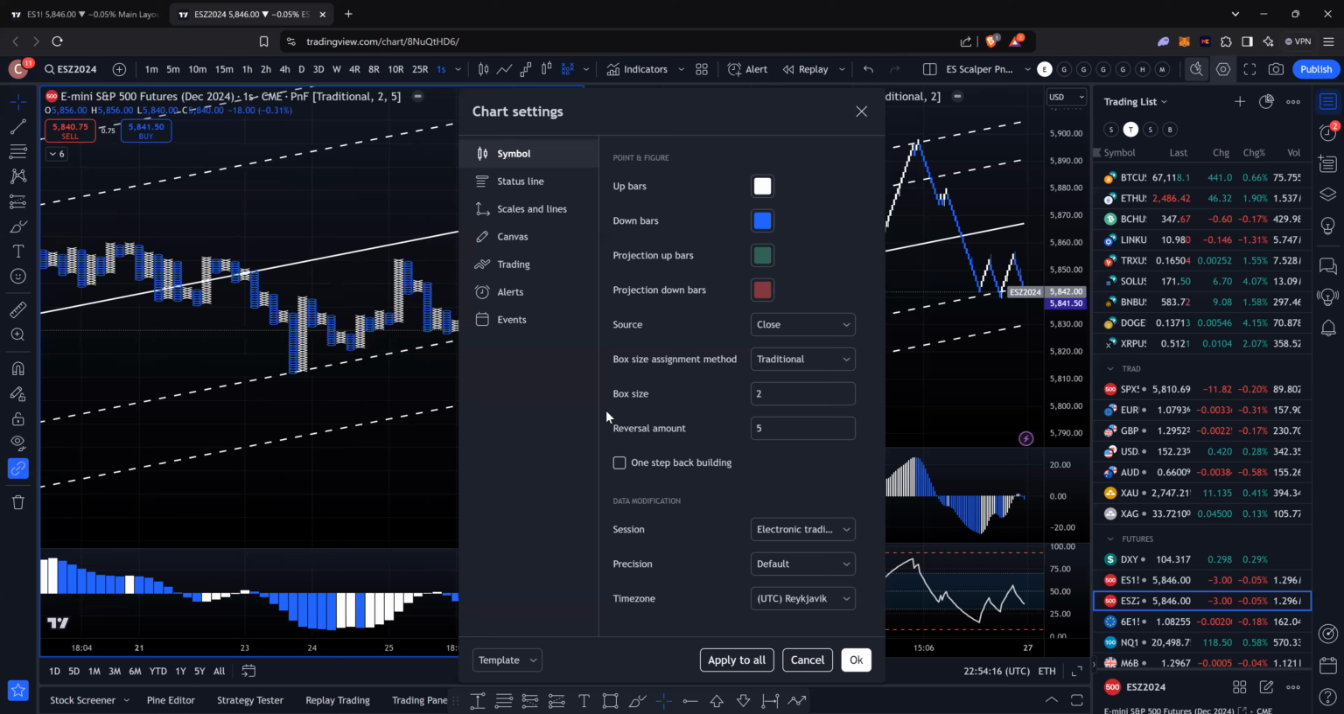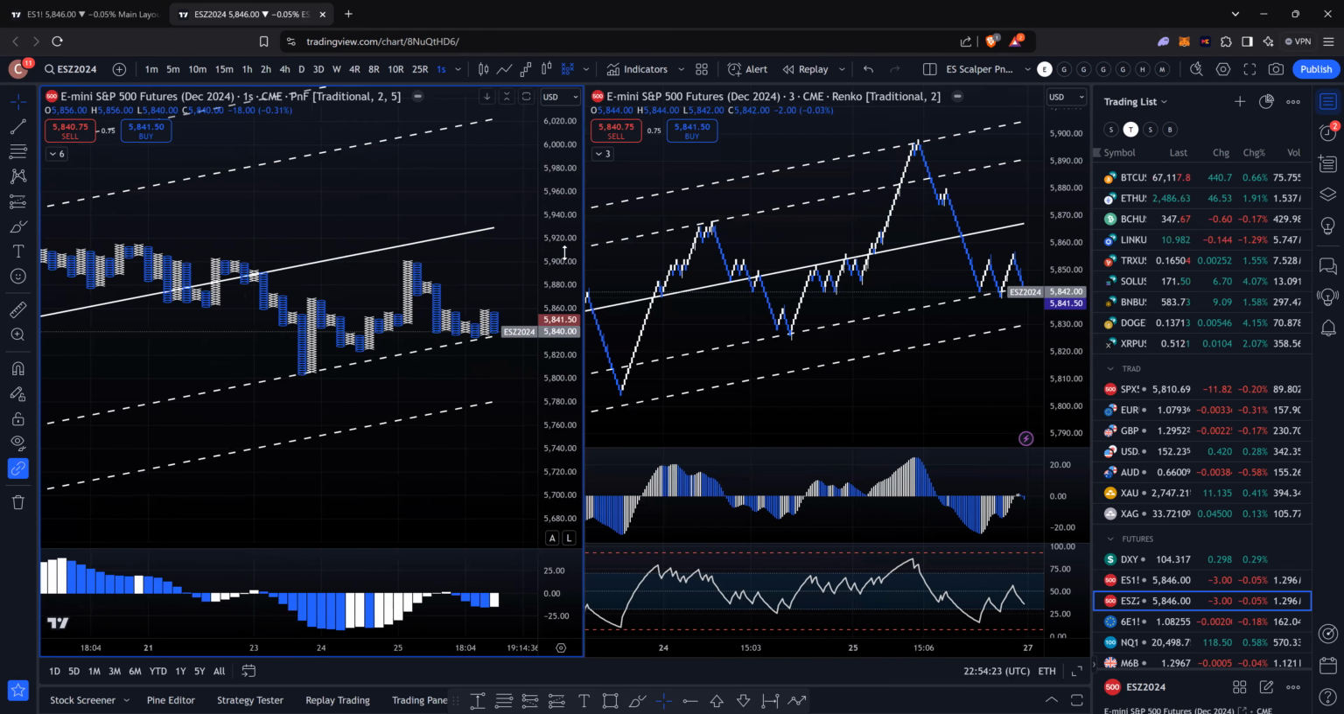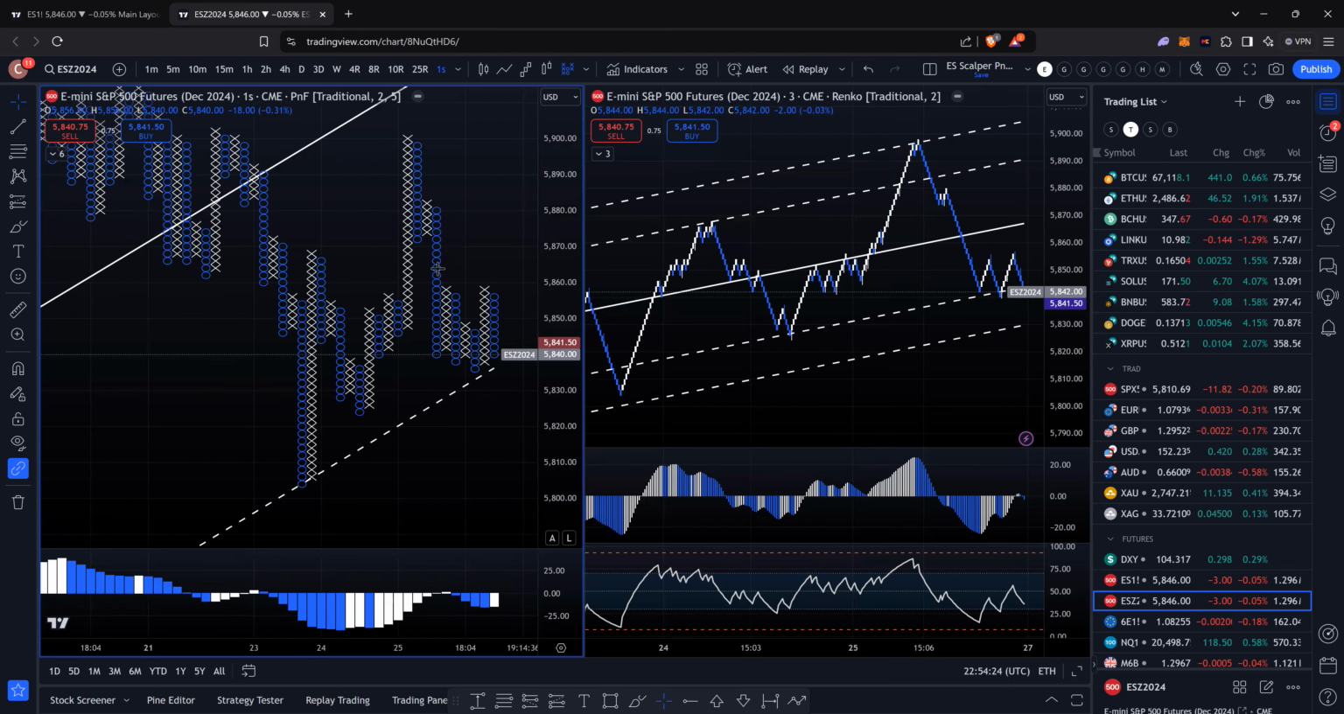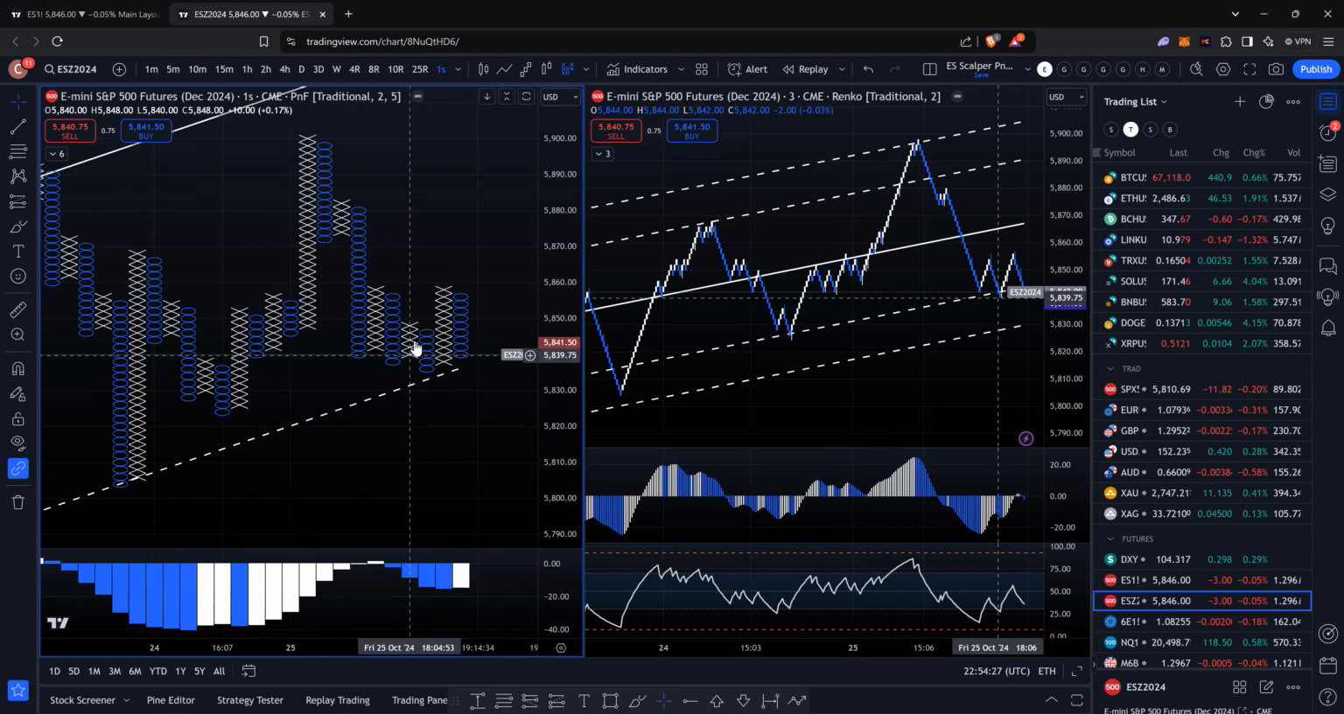My configuration is box size is 2 and reversal amount is 5. What that means is every box, which is either an X or an O, it would be nice if they were customizable, but they're not. Every box represents 2 points in movement on the ES. So for instance, this little area here, we have 1, 2, 3, 4, 5 X's. Each X is 2, so this represents a movement of 10.